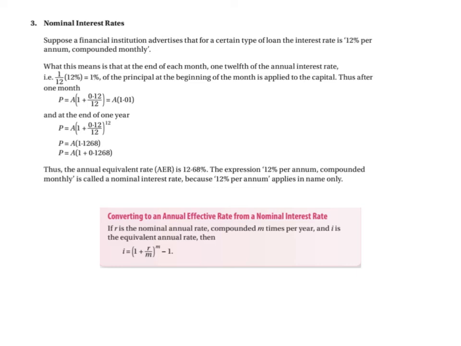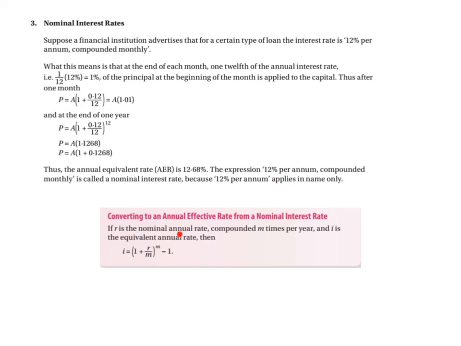So just be aware that that's what we call a nominal interest rate. So the expression 12% per annum compounded monthly isn't 12%. It's actually 12.68%, as you can see from the maths here. We've already done this. And it's just another way of trying to confuse people. So nominal rates are different to effective rates. So the effective rate, or the annual equivalent rate, is 12.68% here, whereas the nominal rate is 12%. They're just trying to confuse you.